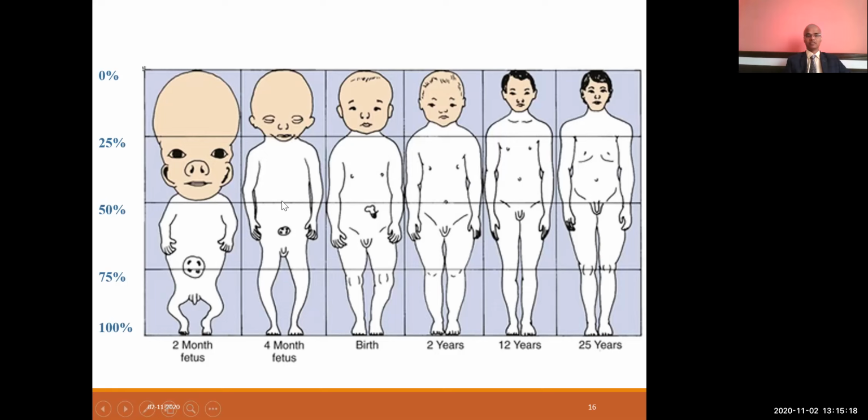At 4 month fetus, the proportion of head becomes less. At time of birth, it is about 25 to 30%, whereas at adult time, it occupies about 12% of total body length.